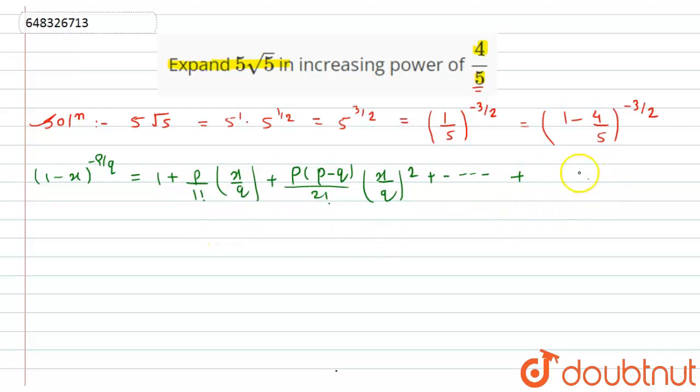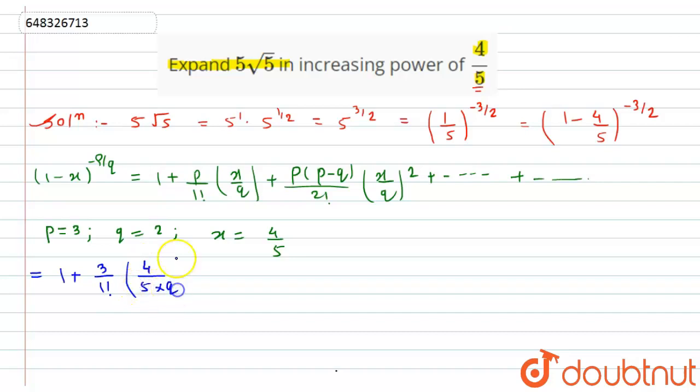Now how could we find this? On comparing, the value of p equals 3, the value of q equals 2, and the value of x equals 4/5. So by using this we can write the expansion: 1 plus 3/1! times (4/5 times 1/2), plus 3(3 minus 2)/2! times (4/5 times 1/2) squared, plus up to dot dash.